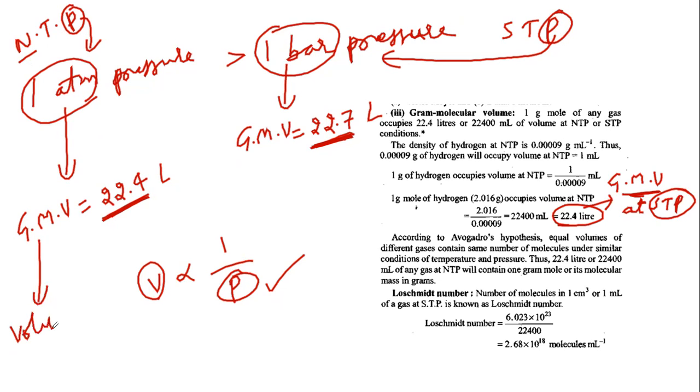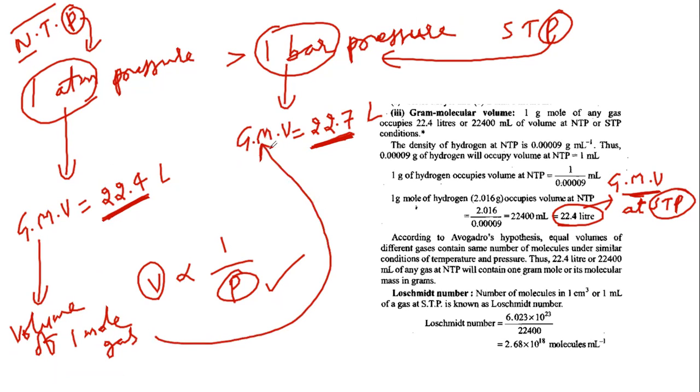So what is the gram molar volume generally? Volume of 1 mole gas. The volume of 1 mole gas at NTP will be 22.4 liters. And the volume of the same 1 mole gas at STP will be 22.7 liters. This slight difference you have to understand.